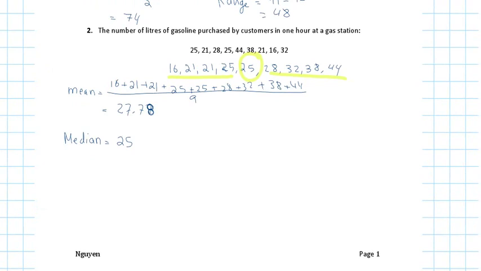Exactly. All right. So what would be your mode? So there's two modes, right? And the range, 44 minus 60, which is 28. Easy stuff, right? That's it.